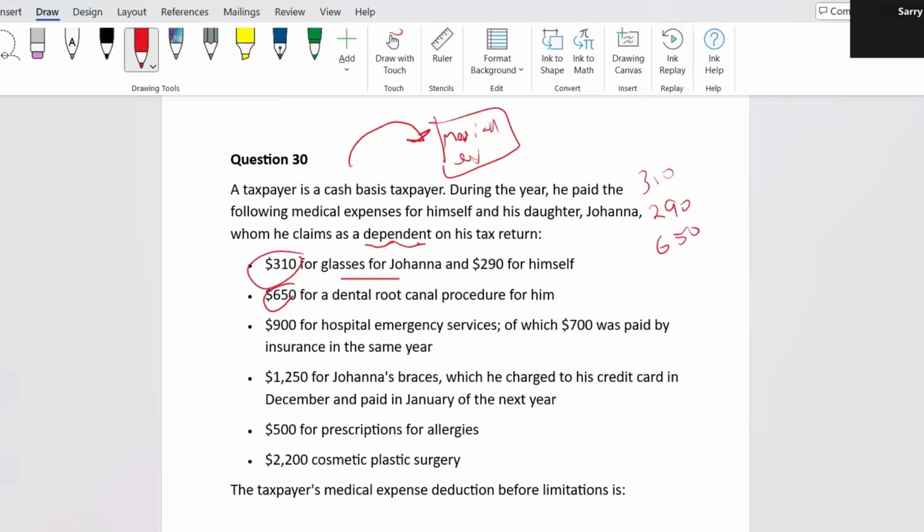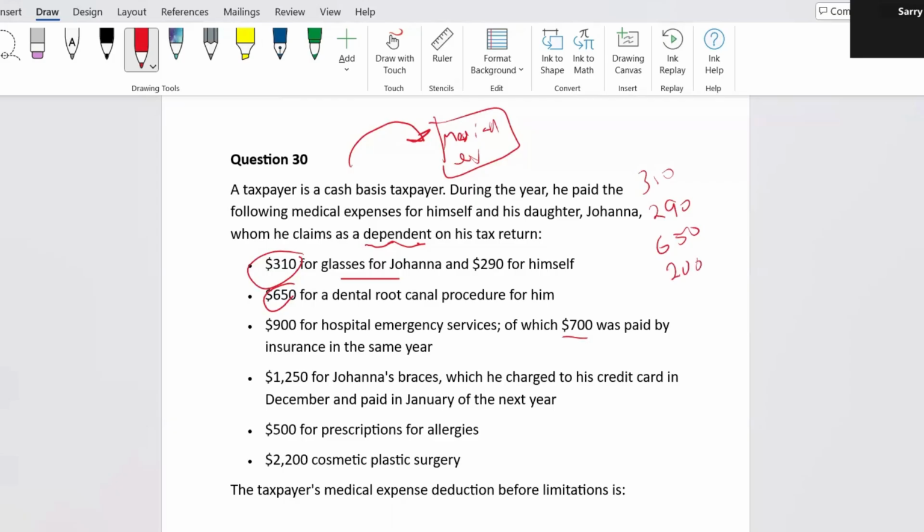$900 for emergency services, of which $700 was paid by insurance. So he spent $900. The insurance company gave him $700 back. They paid for that. So he can only add $200 to this pot right here. The difference between $900 and $700.